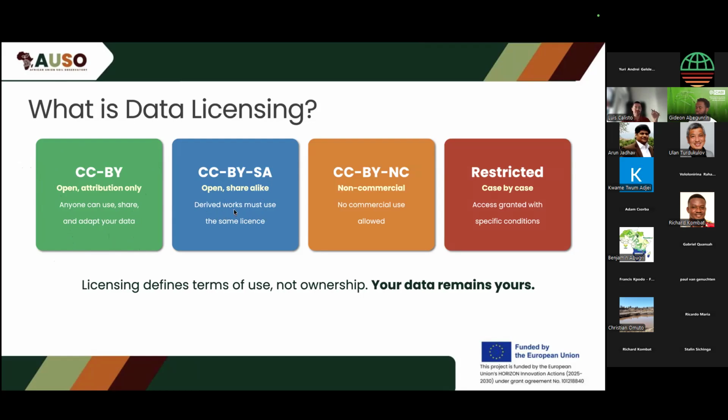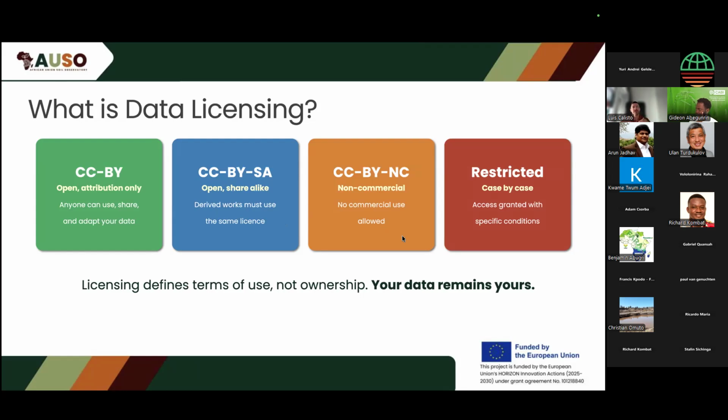CC BY-SA, share alike. In a way, I like that as well. So derived products must use the same licensing. Basically, if you share under CC BY-SA, it means that if others use your data and produce something else, a derived product, that derived product must also use the same license. So it also needs to be open. So then you also have non-commercial.